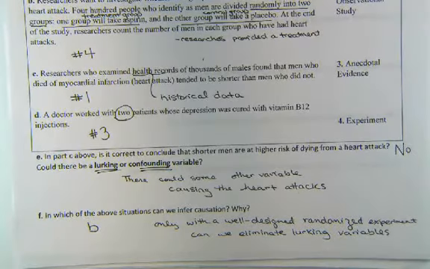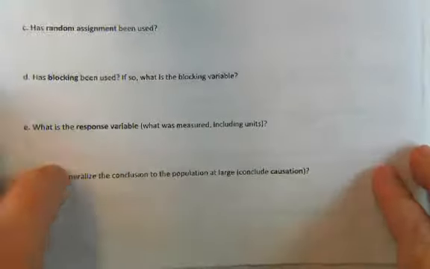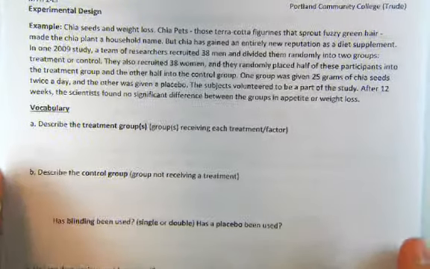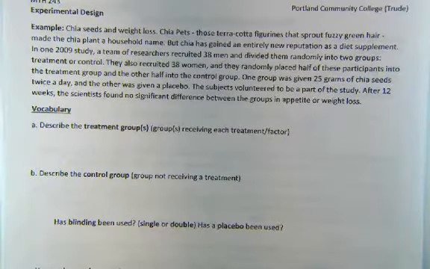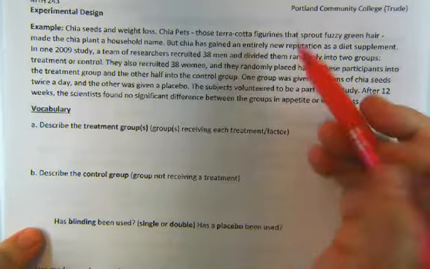So let's talk about what makes a well-designed randomized experiment. What we're going to do is look at this experiment with chia seeds and weight loss. They describe some pieces here, so let's grab what they tell us. If you remember chia pets, those are a big thing. What they're doing is taking the seeds from that, which you can find in a lot of health food stores. And what they want to see is if you consume them, are you more likely to lose weight? Can it be a diet supplement?